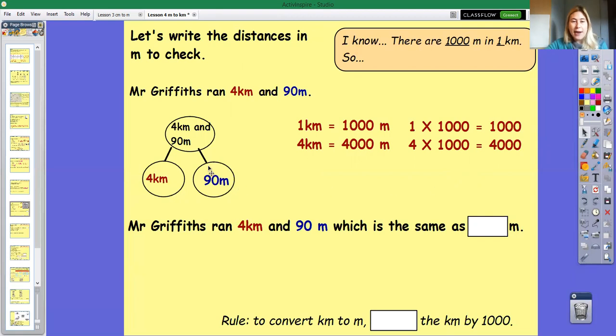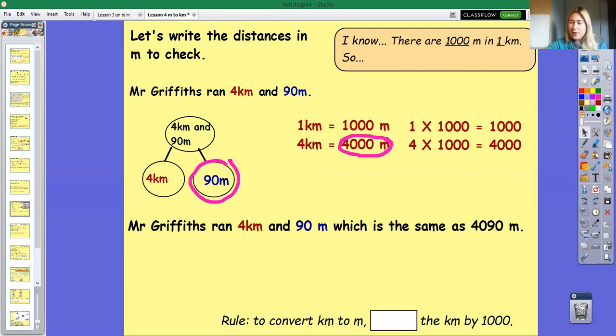So we've already got our 90 metres, haven't we? So we can see that we've got 90 metres there, and we've got 4,000 metres here, which is our kilometres. So if we put them together, we can talk about how many metres Mr. Griffiths ran in total. So Mr. Griffiths ran 4 kilometres and 90 metres, which is the same as, say it with me, 4,090 metres.